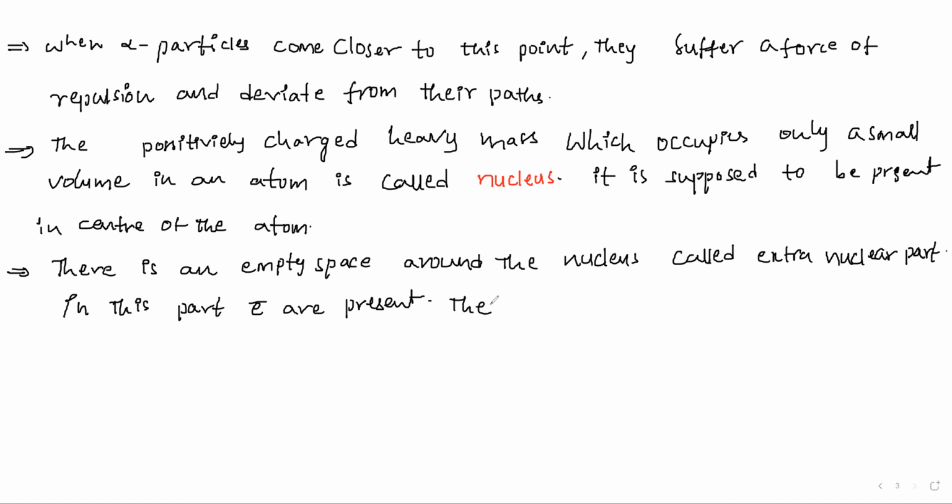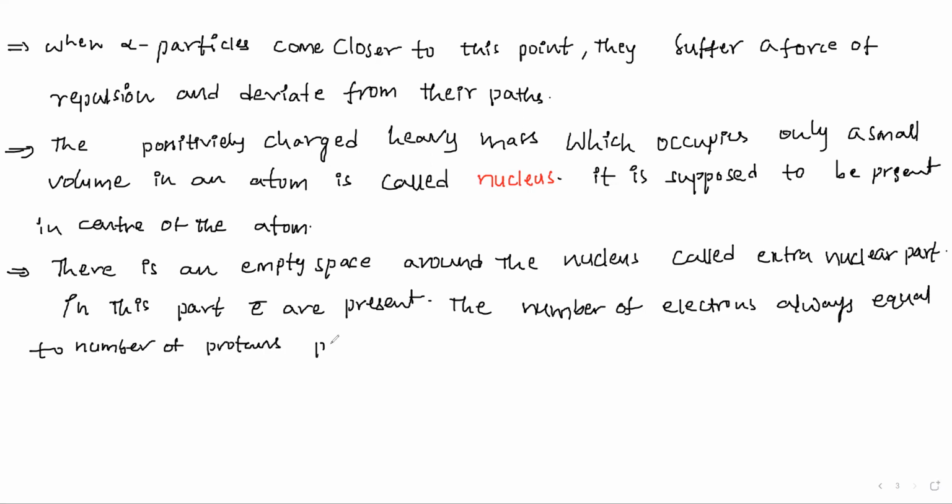And the number of electrons is always equal to the number of protons present in the nucleus. That is in a neutral atom only. In a charged atom, the numbers of electrons and protons will be different.